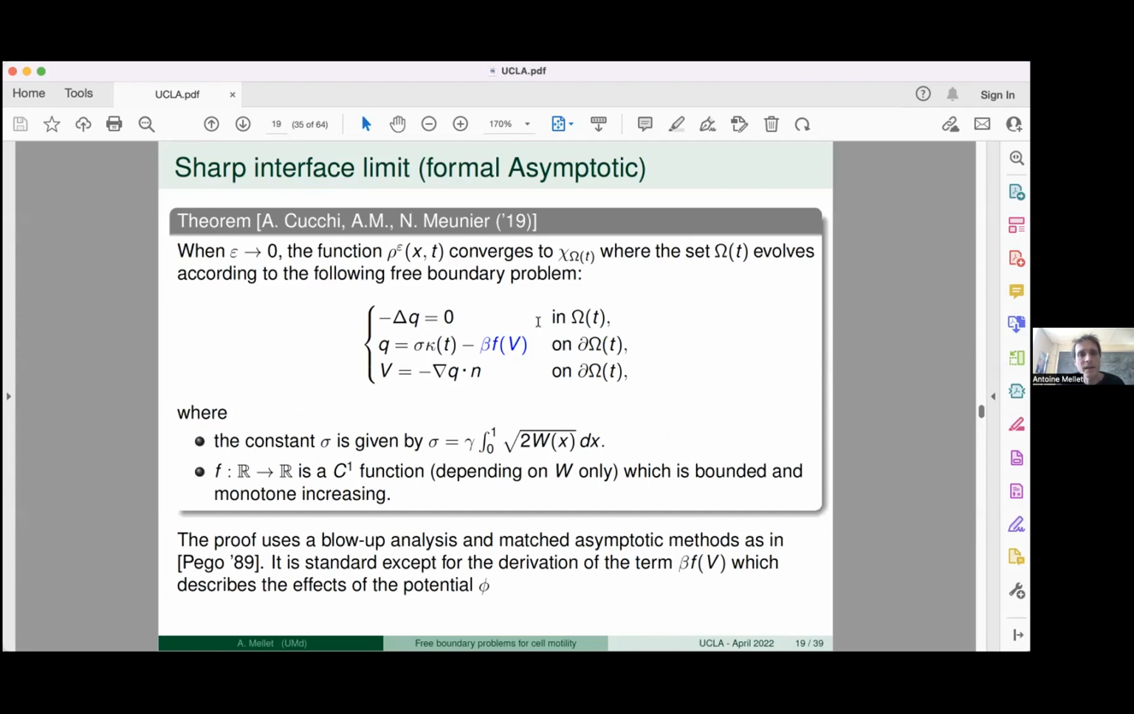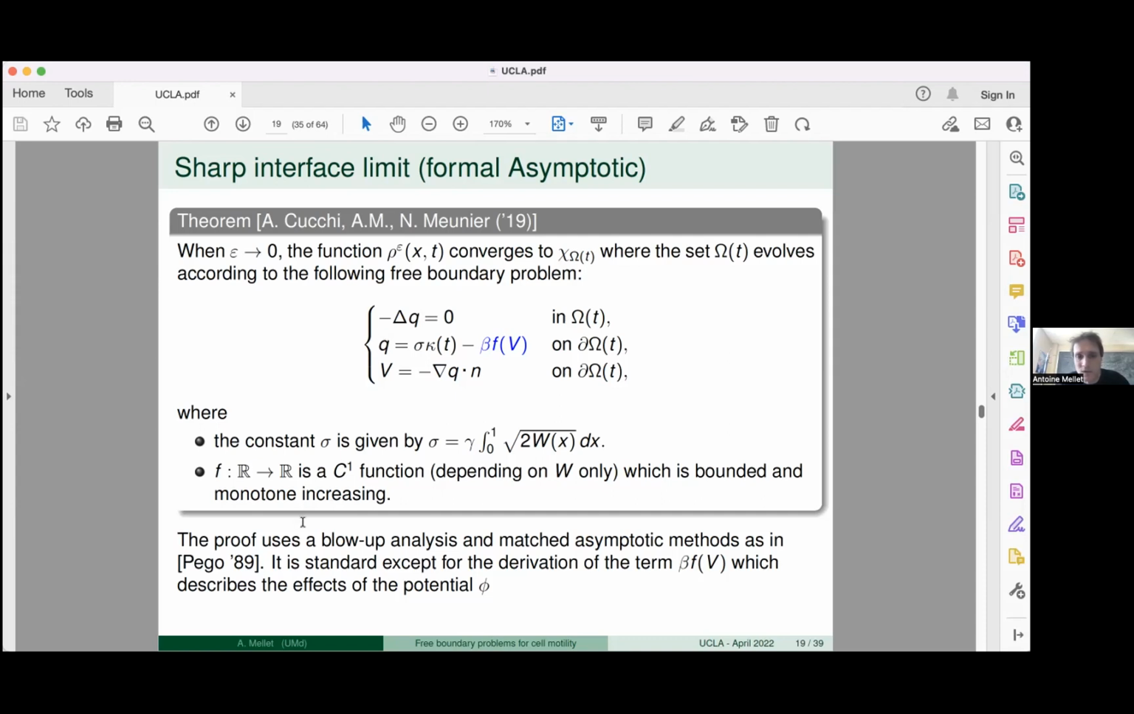So what's different here now? Well, we still have the Hele-Shaw type free boundary problem with a Q given by something proportional to the mean curvature minus a term beta f of V, which, because of the parameter beta here, we know comes from this destabilizing effect of the potential phi, but it becomes just a function of the velocity. And the velocity is, of course, the usual Neumann derivative of the pressure. This constant can be computed, of course. The key thing is that the function f that we have here is a C1 function that depends on V, which is bounded and monotone increasing.